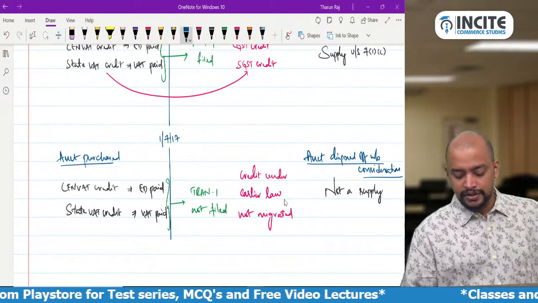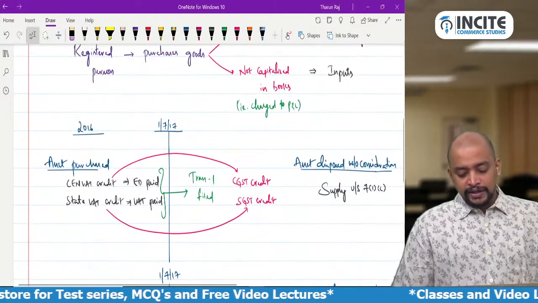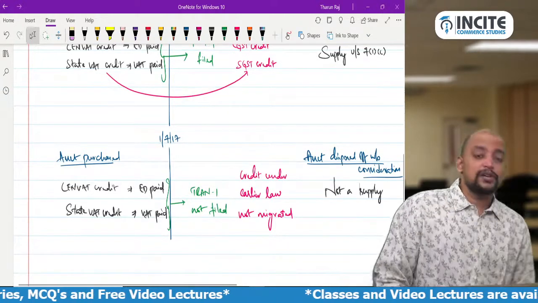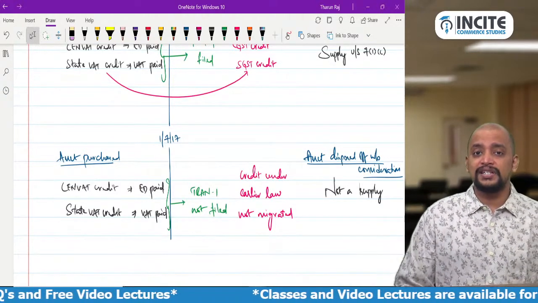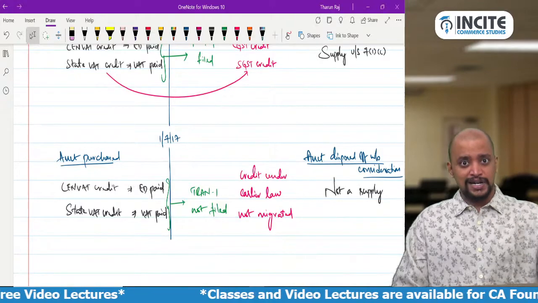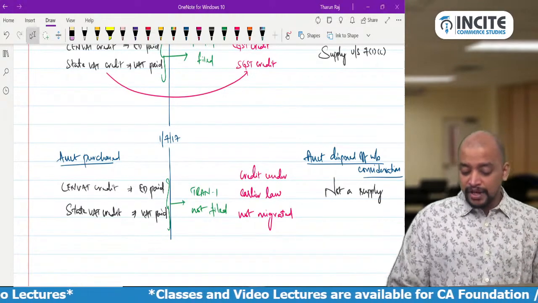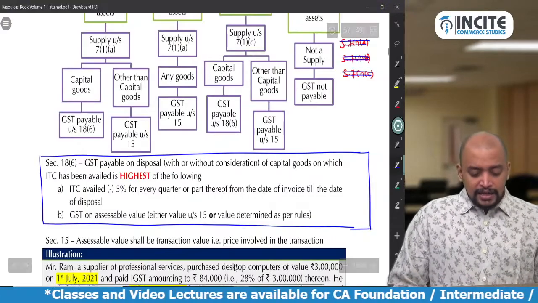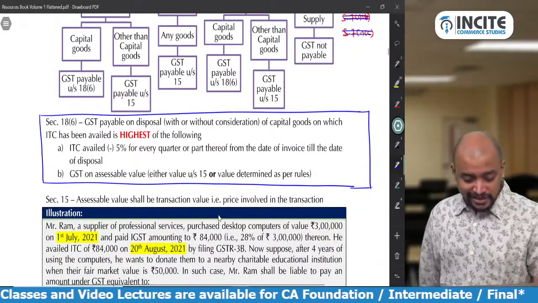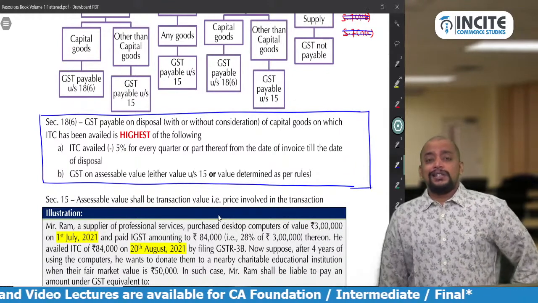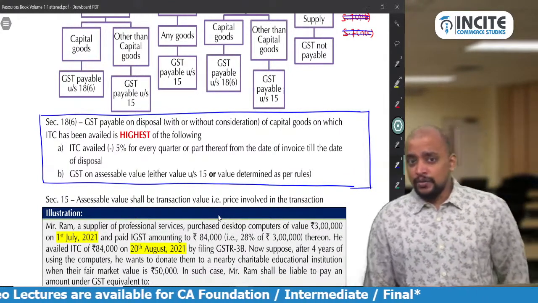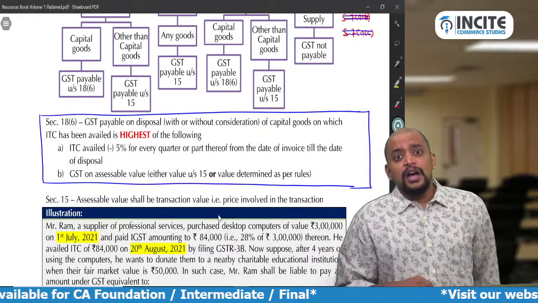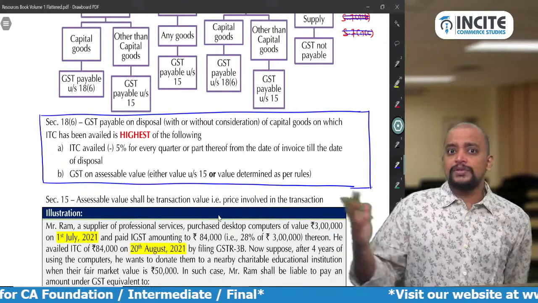Hope you understood this. Actually it is not relevant in the present context because we crossed 2017 long back, like we are in 2021. But maybe if you get a doubt related to this, just apply this, you will understand. Then next, see this 18 subsection 6. What does it say? You purchase some capital goods and you avail ITC on that capital goods, and you are disposing of that capital goods.